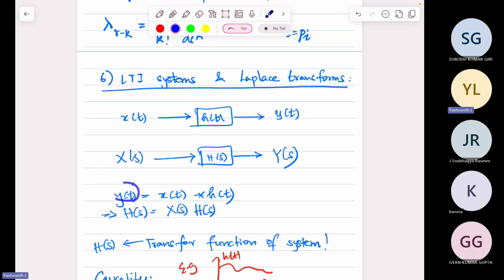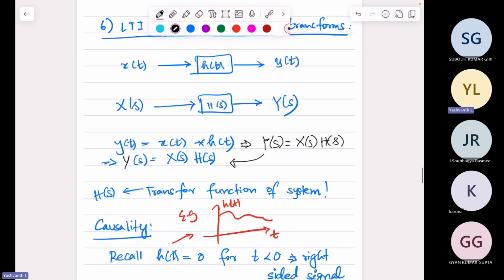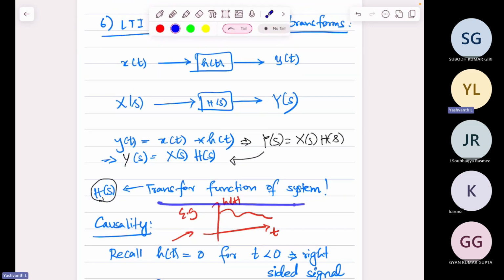Then we know that y(t) is equal to x(t) convolved with h(t). Using the property of the Laplace transform, what we get is that Y(s) is equal to X(s) into H(s). That is, convolution becomes product in the Laplace domain. That is the convolution property of the Laplace transform. Now H(s) is also called the transfer function of a system. That is, you take the Laplace transform of the impulse response, and that Laplace transform is given a special name, the transfer function of the system.